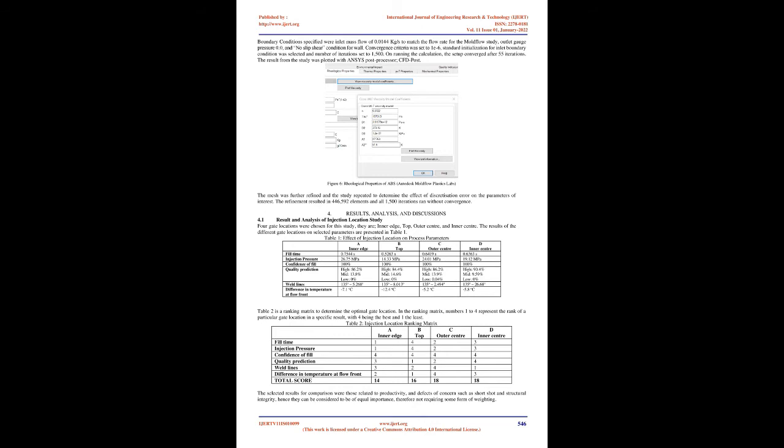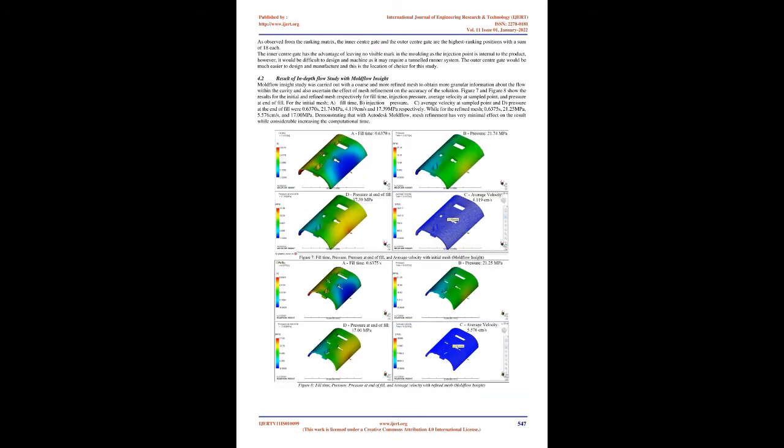A fill analysis was then carried out for each injection location. Results were compared to ascertain the effect of injection location on fill time, injection pressure, weld lines, quality prediction, temperature at flow front, and confidence of fill to determine the optimal injection location. Figure 3, imported model in Moldflow Advisor showing desired orientation. Figure 4, injection locations under study.